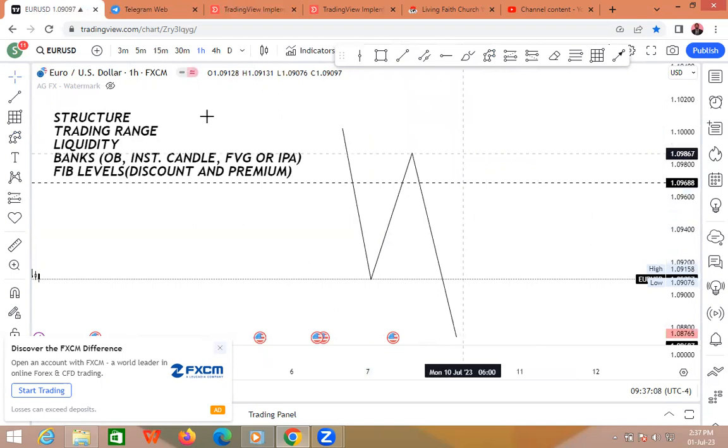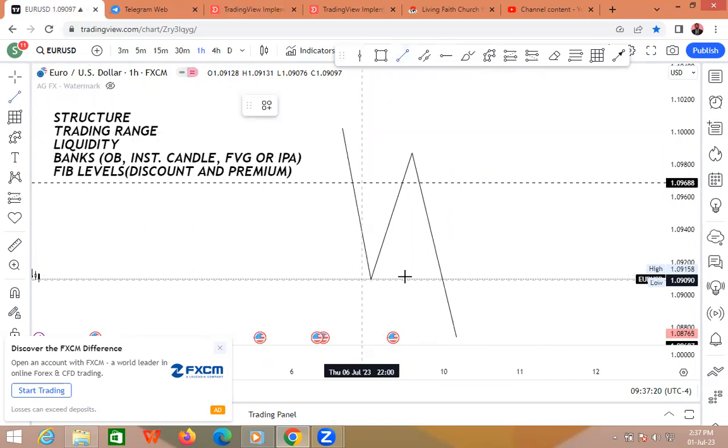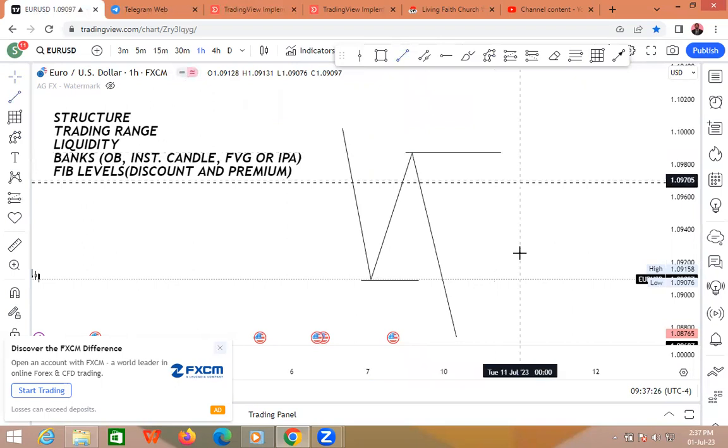Okay. So by structure, you know that we are bearish. The next thing to do is to identify your trading range. By trading range, we mean the last low and the last high. This is the last high. That's trading range. So when price was coming here, this was your trading range.